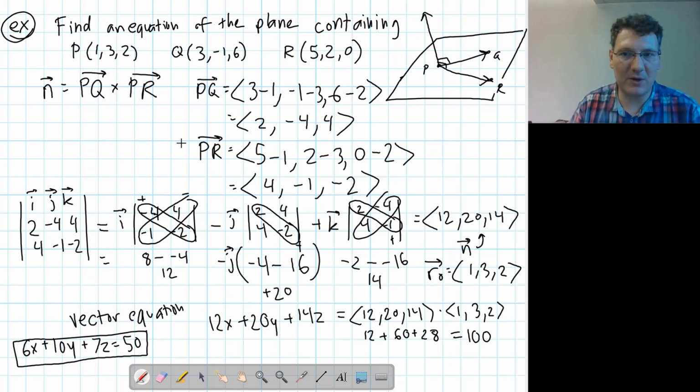So there we go. That's an equation of this plane. So you had to find those two vectors, do a cross product to find the normal vector, and then you can put those into the equation for the plane.